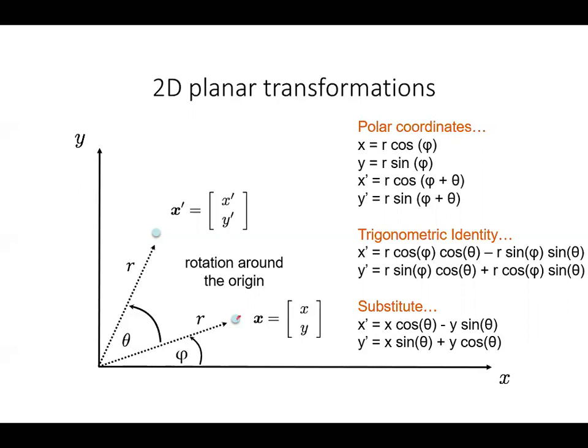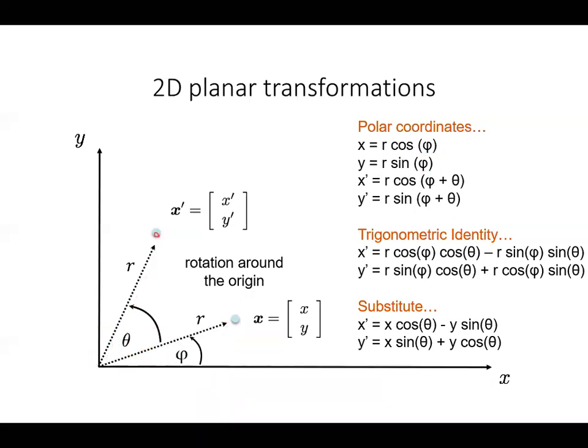So the x value here is nothing but r cosine phi, correct? The y value here is nothing but r sine phi. So x equals r cosine phi, and y is equal to r sine phi. Correct? How about this one?